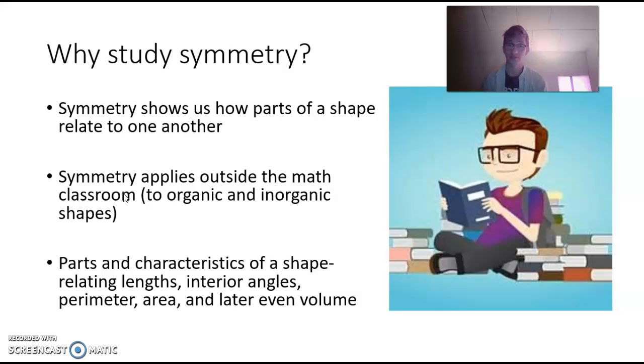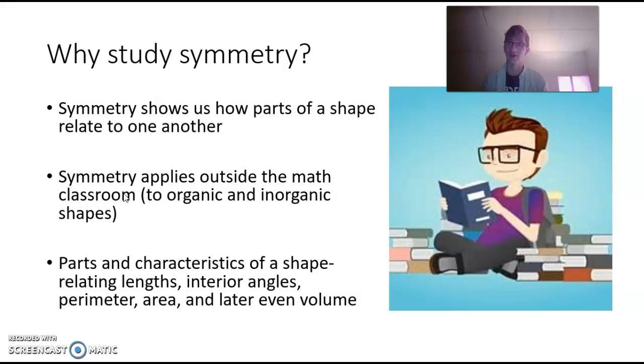We can relate lengths, interior angles, perimeter, area, and later even volume. So if we looked at our square example, we know that because we have a line of symmetry going vertically, the left side of the shape is the same length as the right side of the shape. We can also do this with interior angles. We saw with the rectangle how we had 90-degree angles on the top left and the top right. Since we have that horizontal line of symmetry, we know that the bottom left angle and the bottom right angle will also be 90 degrees.